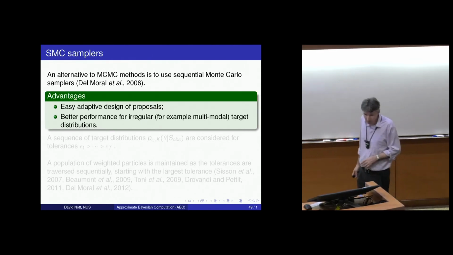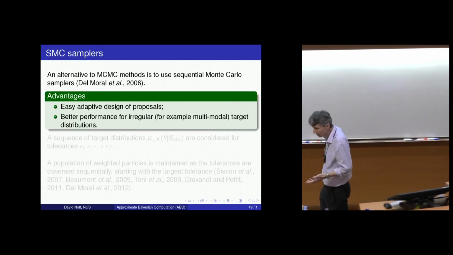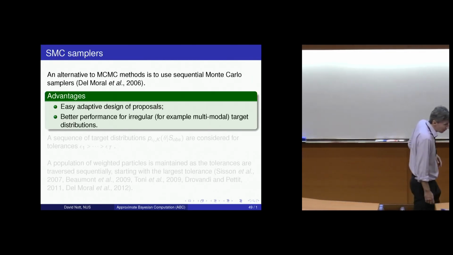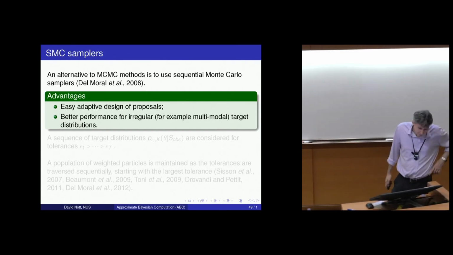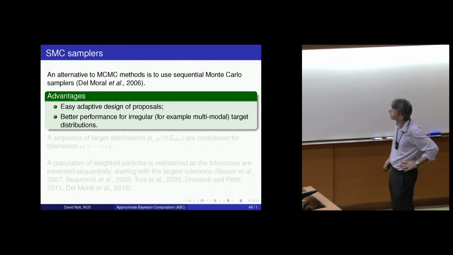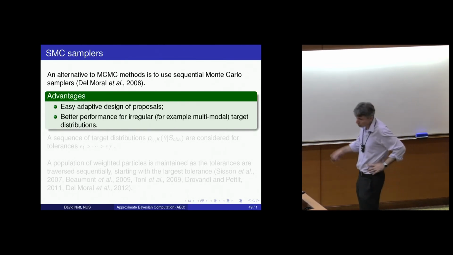Okay, so that's basic importance sampling in MCMC. An attractive alternative to MCMC in the ABC context is to use an SMC sampler. It has the usual advantages.